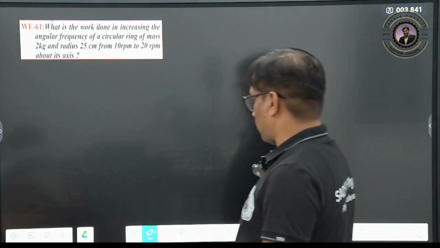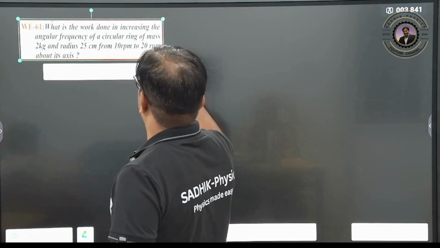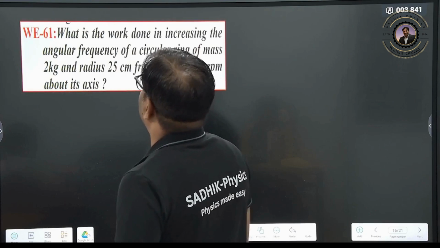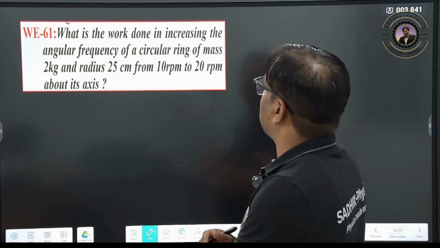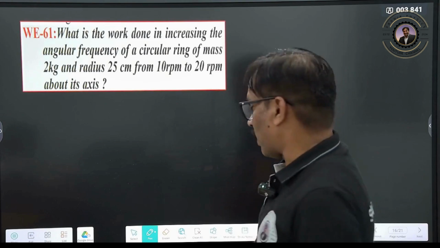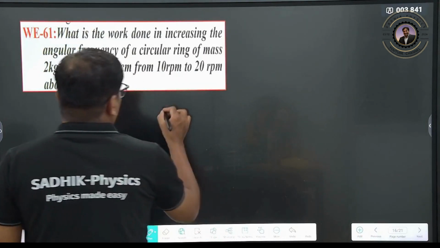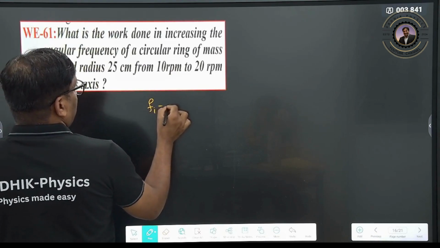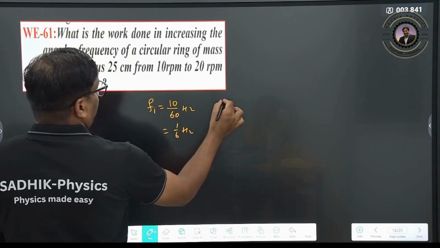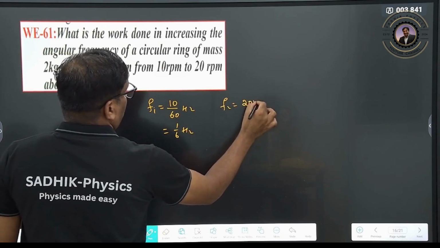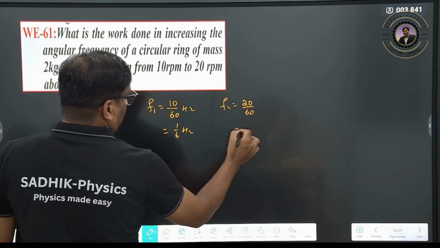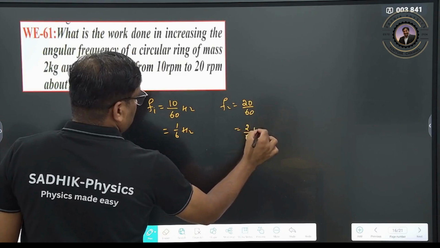Now we will go for one more question here. What is the work done in increasing the angular frequency of a circular ring of given mass and radius from 10 rpm to 25 rpm? You can use work energy theorem. So here the initial frequency is given, 10 rpm, 10 by 60 hertz, that is nothing but 1 by 6 hertz. Final frequency is how much? 20 rpm, 20 by 60, therefore 2 by 6 hertz.